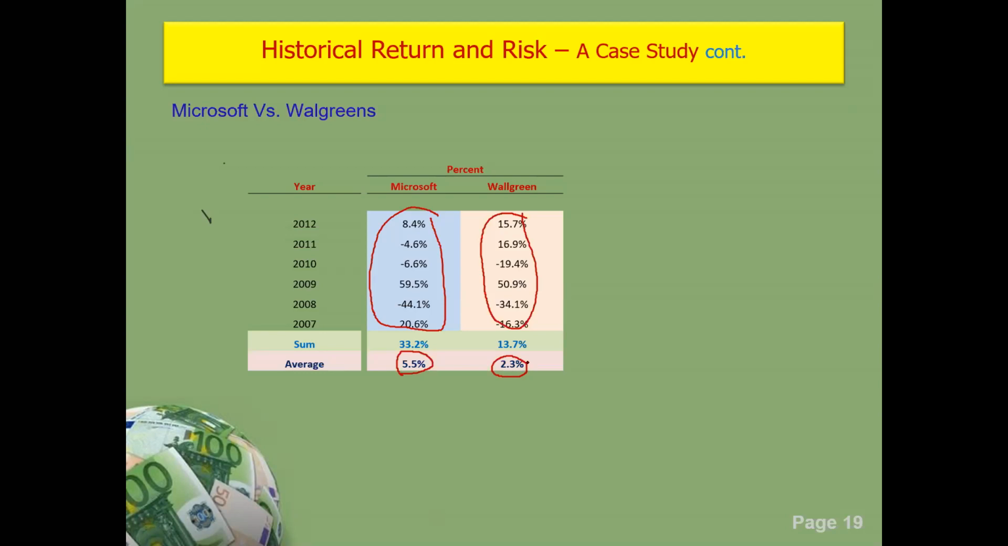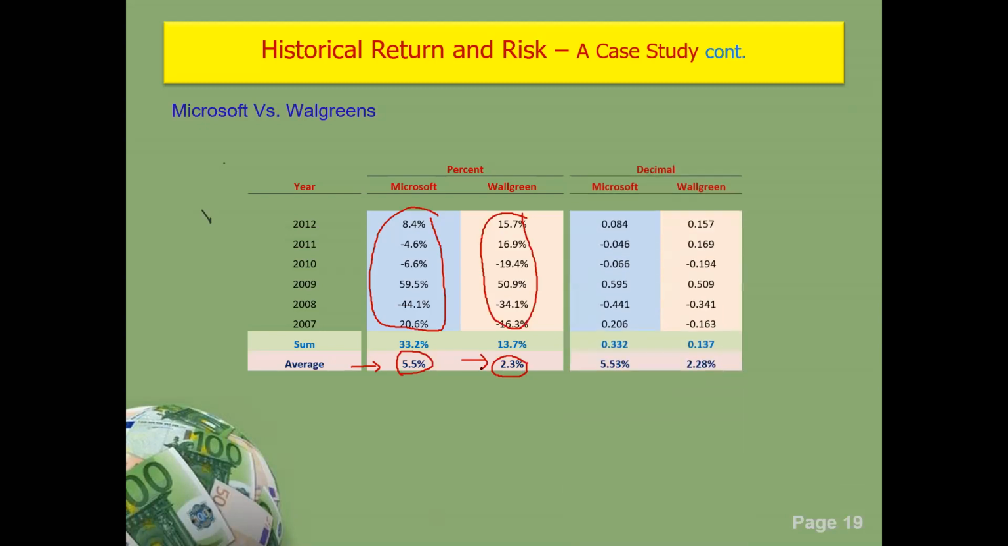We need to use the rules for variance, then to see standard deviation. Here we still didn't calculate variance. Up to this point, only average returns. So based on average returns, which company is better? It looks like Microsoft is better.